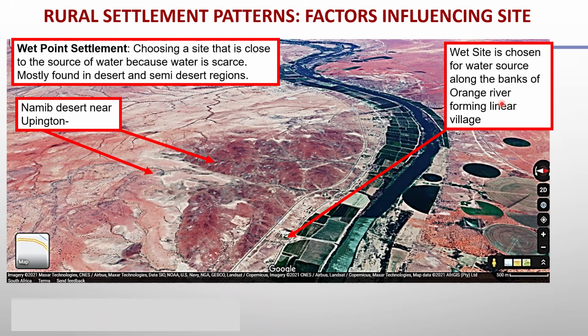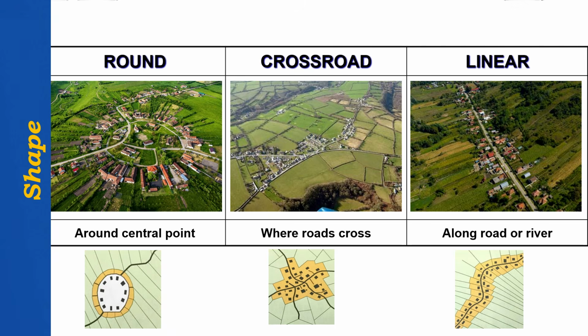Okay, so you should see this even in our aerial photographs or orthophotos. Here's my river there, then along it we have buildings. We have settlement close to the wet point. So it's a wet point settlement. It can take other patterns or other shapes. Now we have these other ones.